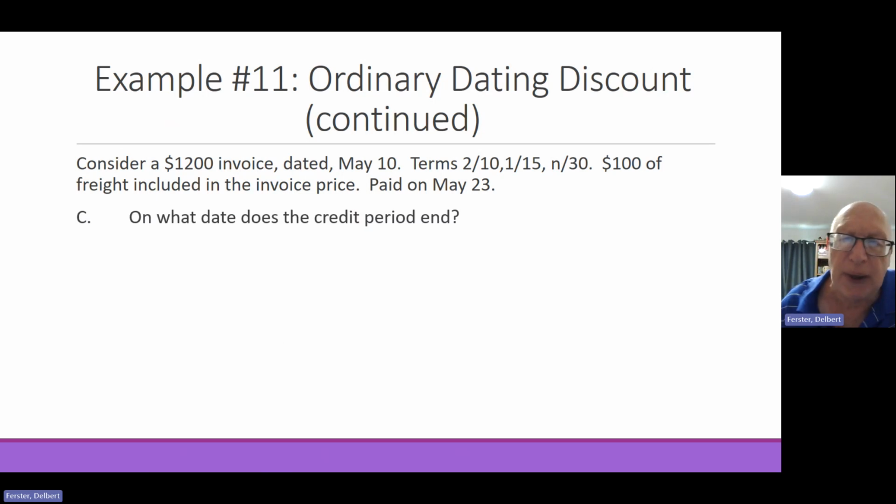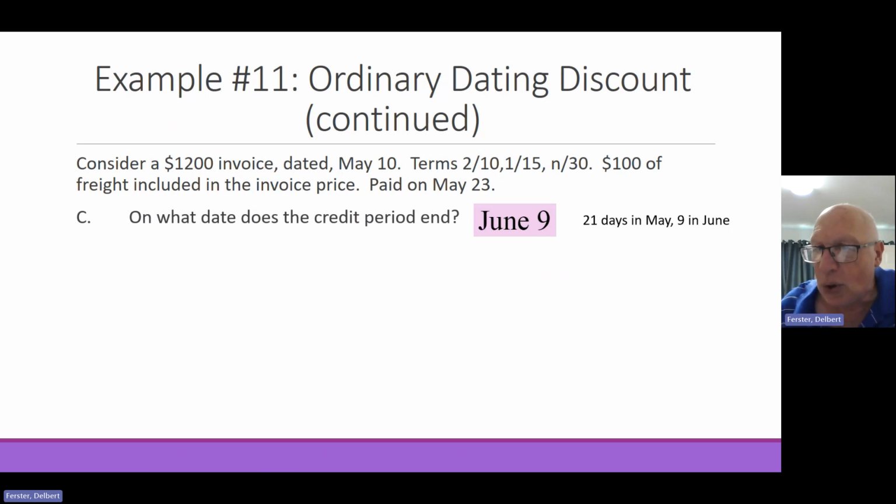Next question: when does the money have to be there? When does the credit period end? It ends 30 days after, and again, you have to watch the day count relative to months. So we're tacking 30 on from May 10th. May is a month that has 31 days, so 21 of those 30 days would be in May, and then the next 9 will carry you into June. So the 30th day turns out to be June 9th. That money is due by June 9th. We're paying on May 23rd, so we're good to go. We missed out on the 2%, but we were early enough to get the 1%.